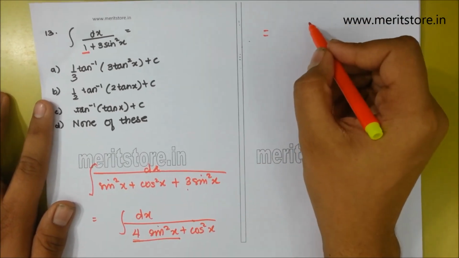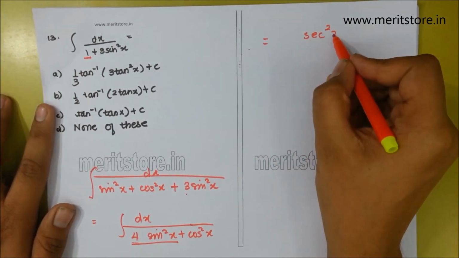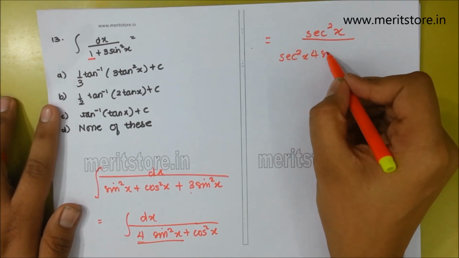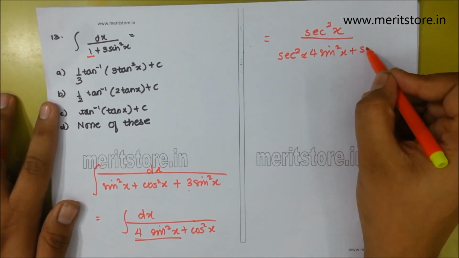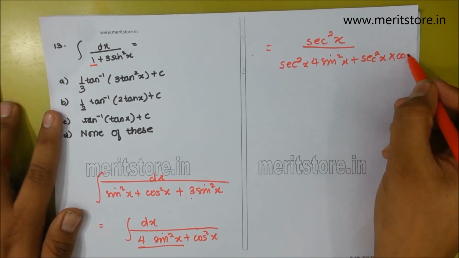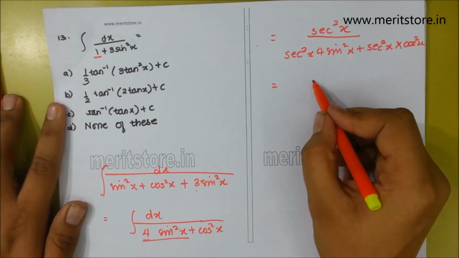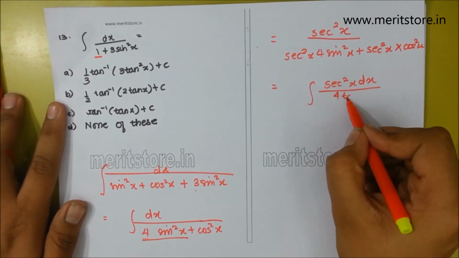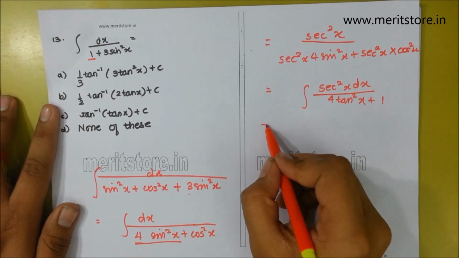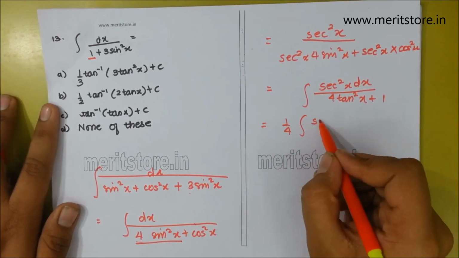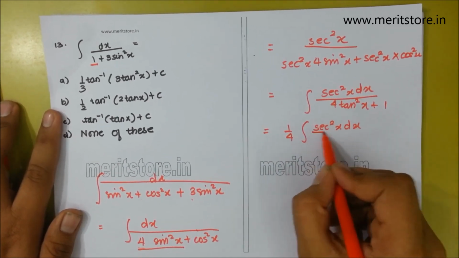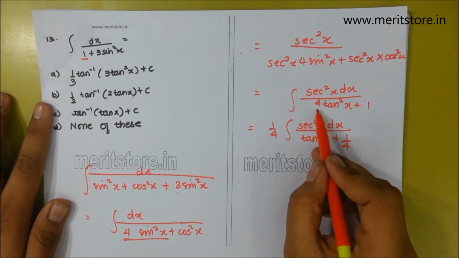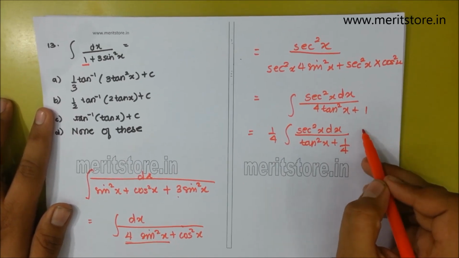Now after solving, what we get is, multiplying numerator and denominator by sec square x, the denominator is left with sec square x into 4 sine square x plus sec square x multiplied by cos square x. After solving, we are left with sec square x dx upon 4 tan square x plus 1, which will give us 1 upon 4 integration of sec square x dx upon tan square x plus 1 by 4. Taking 4 common out, as this one was not having 4, so we have to divide it by 4.